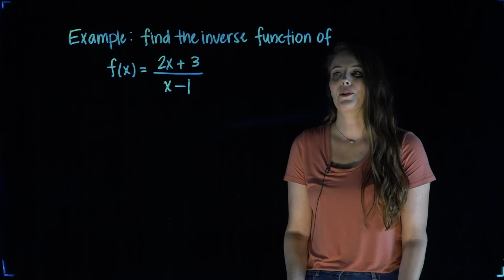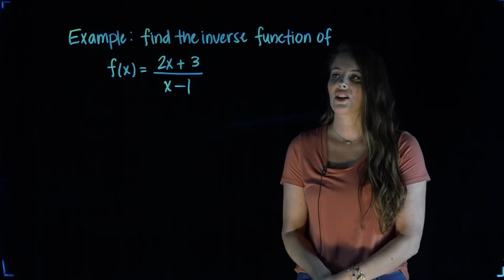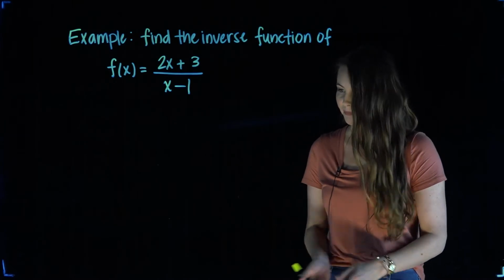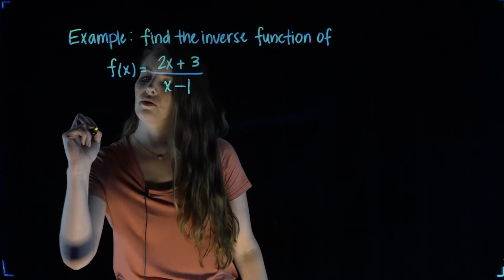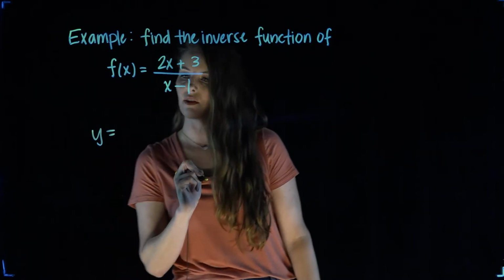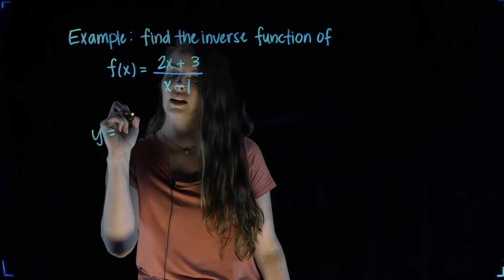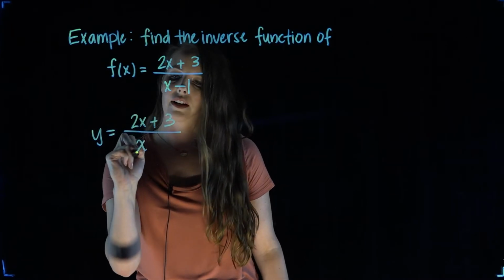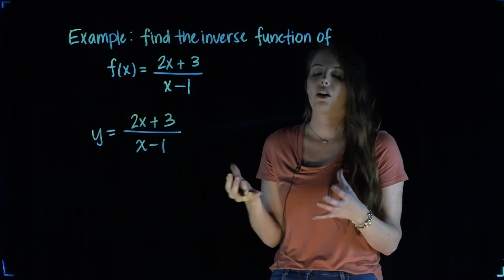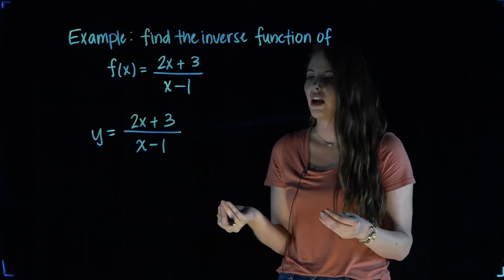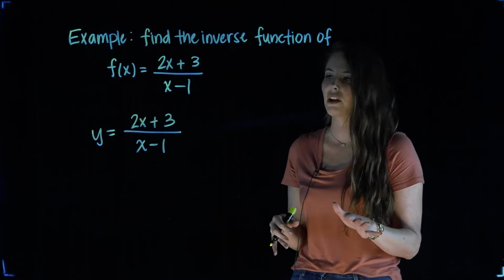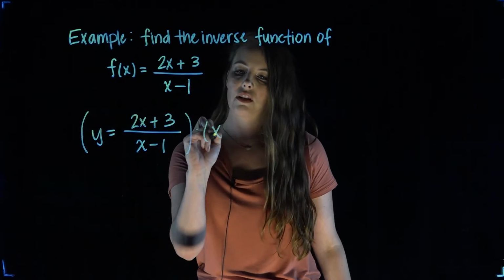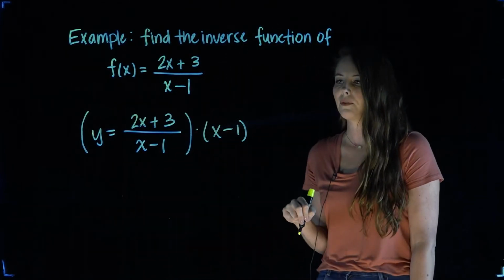Now let's do an example. We want to find the inverse function of f of x equals 2x plus 3 over x minus 1. So step one is to write y equals f of x. So I'm going to write this as y equals 2x plus 3 over x minus 1. Now I want to solve this for x in terms of y. So the first step that I'm going to do is get rid of this fraction here. I'm going to multiply the entire equation by the denominator, x minus 1.